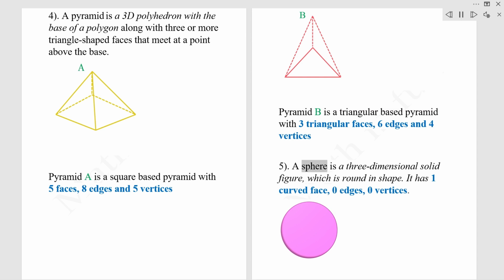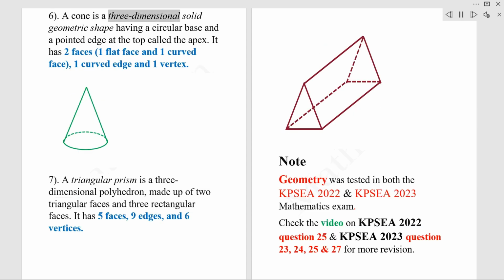5. A sphere is a three-dimensional solid figure, which is round in shape. It has 1 curved face, 0 edges, 0 vertices. 6. A cone is a three-dimensional solid geometric shape having a circular base and a pointed edge at the top called the apex. It has 2 faces, 1 flat face and 1 curved face, 1 curved edge and 1 vertex.